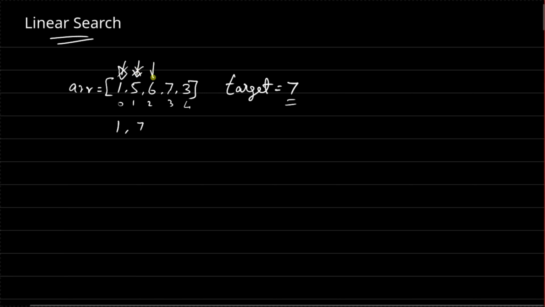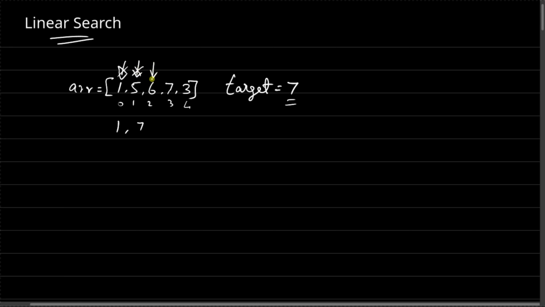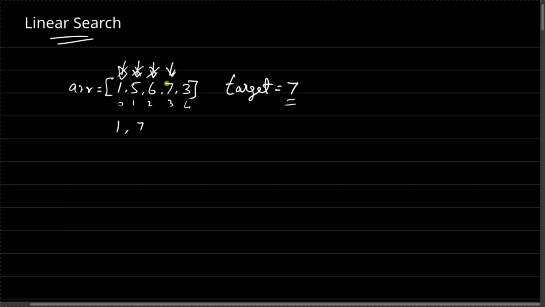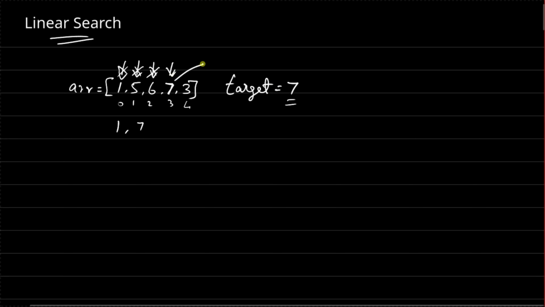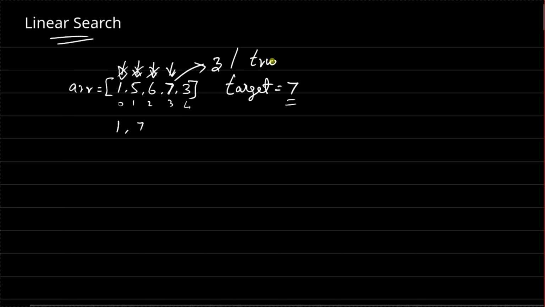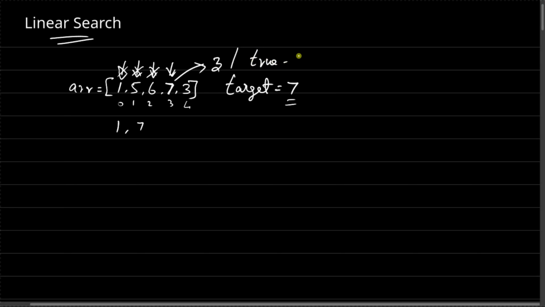Then move to the next element, which is 6. This is also not our target element. Then move to the next element. Here the element is 7. Our target element is also 7. We found the element. Then we can straight away return the index of the element or simply return true, based on our requirements. After finding the element, we don't need to traverse the remaining elements in the array. We can simply break the loop and return the element.